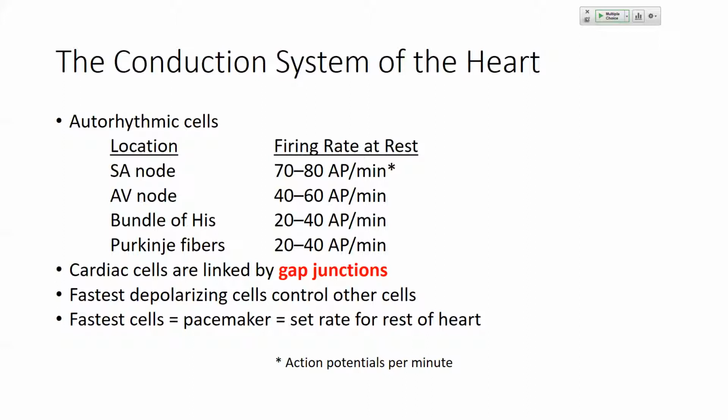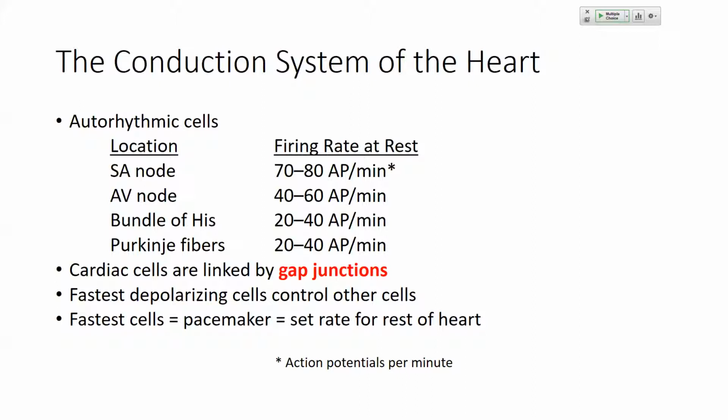Also present among these autorhythmic cells are gap junctions. So we'll see gap junctions again. This is the third or fourth time we're going to see this structure. And it's going to be important here in allowing communication between these pacemaker cells. And this is what keeps the heart beating synchronously, meaning that all the cells are working at the same beat, they're firing at the same rate. So the gap junctions allow communication between the pacemaker cells and keep the heartbeat synchronous.